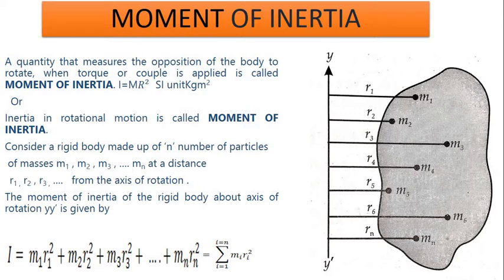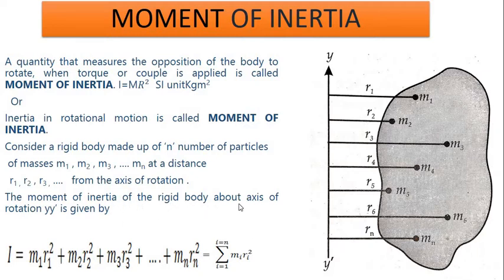Consider a rigid body. This rigid body consists of so many particles of masses m1, m2, m3, so on to mn, which are at distances r1, r2, so on to rn from the axis of rotation, that is YY dash. Here, consider a rigid body made up of n number of particles of masses m1, m2, m3, so on to mn at distances r1, r2, r3, so on to rn from the axis of rotation YY dash.